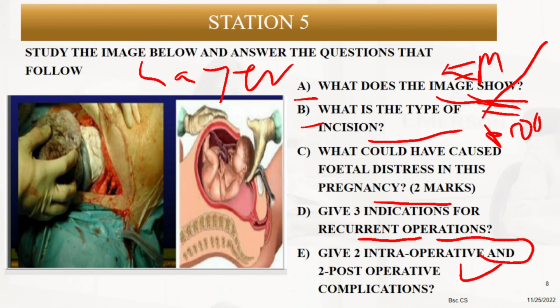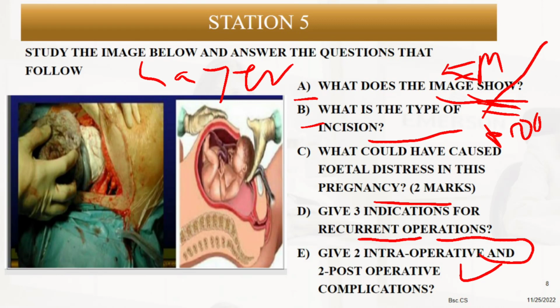Then for a classical C-section, the advantage is that the fetus can be delivered regardless of orientation in the uterus or gestational age. Disadvantages are that there is increased blood loss, increased risk of adhesions, then vaginal birth is not safe, so VBAC is not safe, and there is a high risk of uterine rupture.